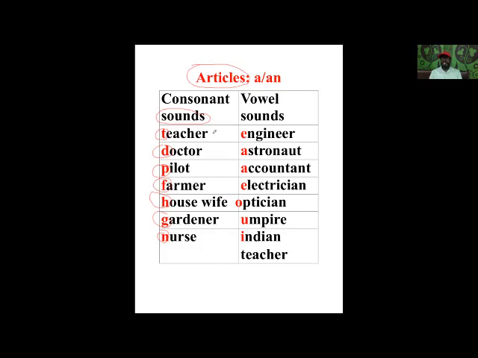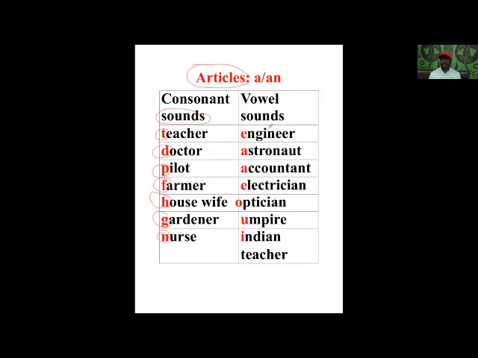I want you to see all these words are singular. There is no S. Teacher, not teachers. Because it is singular, it is one word. When you use this word in a sentence, you must put the article. You cannot use any of these words without the article. So we say a teacher, a doctor, a pilot, a farmer, a housewife, a gardener, a nurse.